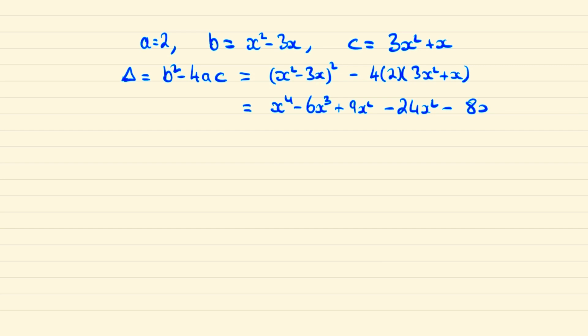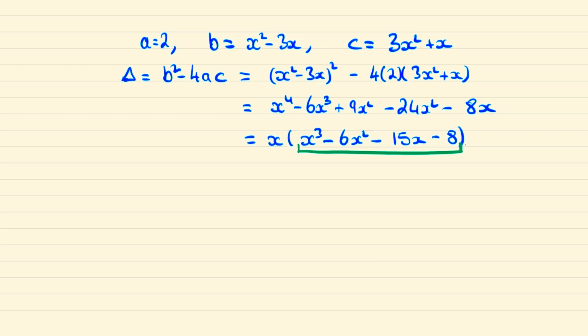And we'll expand this to obtain x to the power 4 minus 6x cubed plus 9x squared minus 24x squared minus 8x. We can simplify this further and take out a factor of x, so we end up with x multiplied by x cubed minus 6x squared minus 15x minus 8. To continue further from here, we're going to need to factorize this cubic expression. And we can do that using the factor theorem.